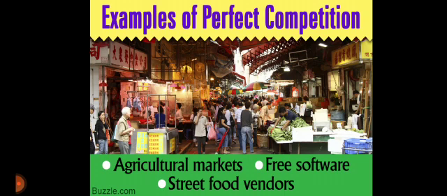Examples of perfect competition are the agricultural market, free software, and street food vendors. Everybody has shops nearby, so you can see the vegetable vendors having shops near each other selling the same kind of product, but with a proper margin, and the price is open to the buyers. There are no hidden charges at all. Imperfect competition is just the opposite of that.